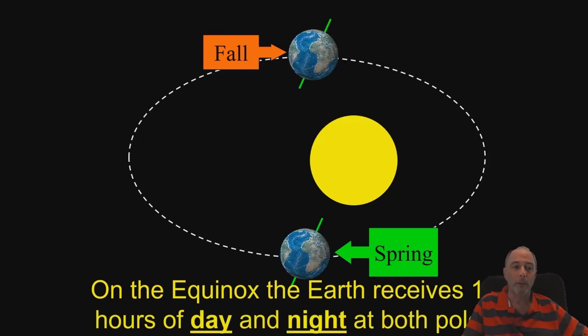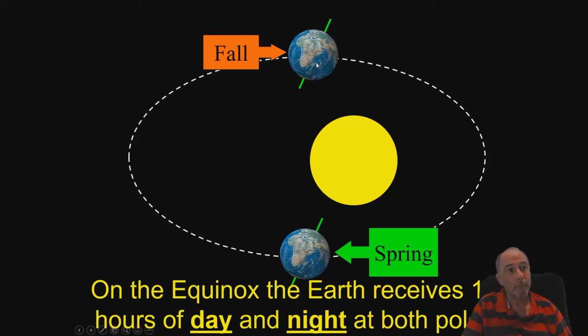On the equinox, the Earth receives 12 hours of day and 12 hours of night at both poles. So it's perfectly split in half. Our sun, right here in the middle, the Earth facing the sun, the entire planet, north and south, gets the same amount of light. Same down here in the spring. The whole planet gets an equal amount of sun all day, all night, 12 hours.